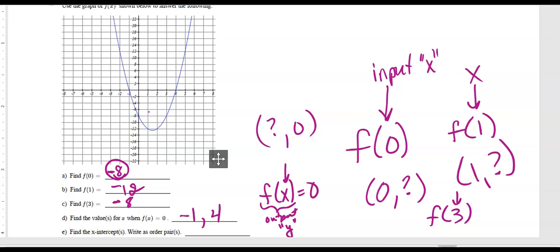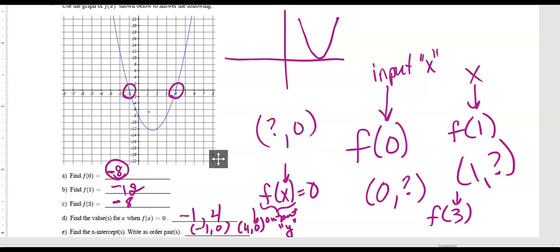Now, part E says, find the x-intercepts. Well, you can see I have 2 in this case, and write them as ordered pairs. So it's going to be (-1, 0) and (4, 0). Notice that for your x-intercept, your y is always 0. And when we're looking at parabolas, we know that we can either have one x-intercept, where it just touches the x-axis, or maybe we have 2, like we have here, where at 2 places it crosses. But you might also have one that never crosses, and then we'd have 0 x-intercepts, right?